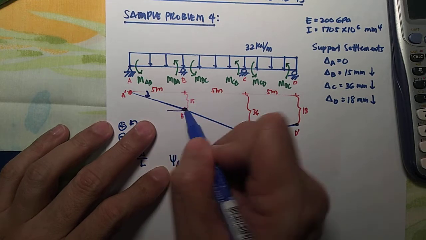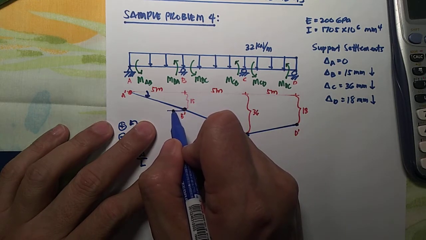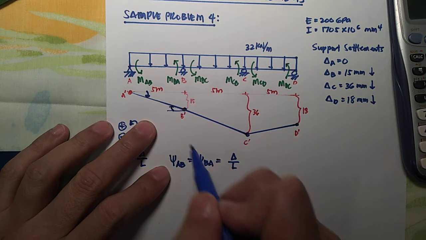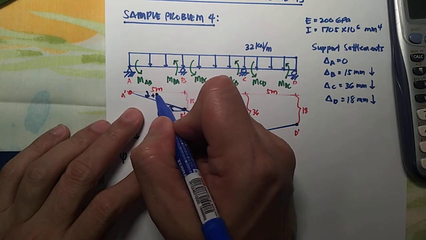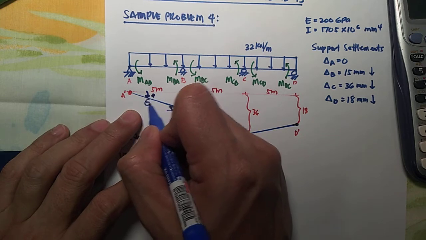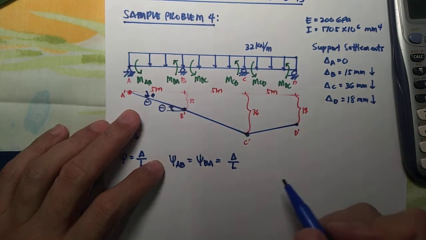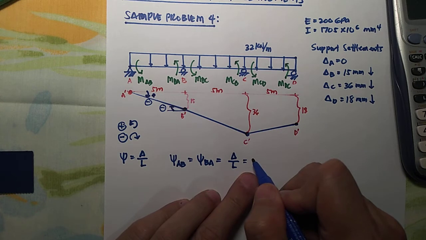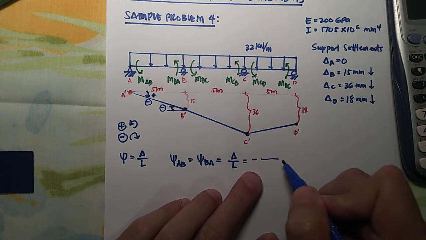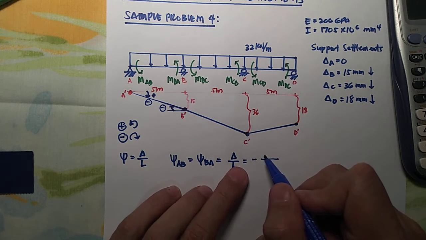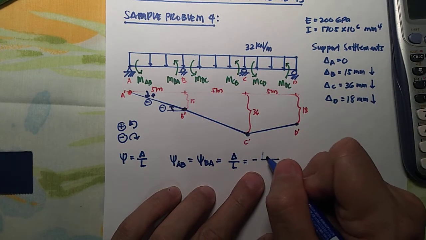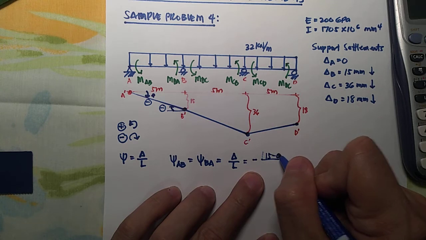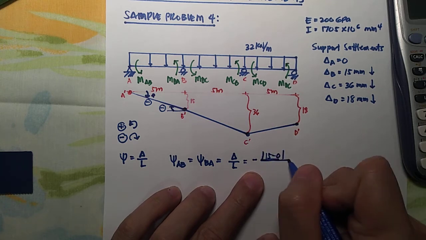Sa B naman, from the original position, horizontal, papunta doon. So, clockwise din. So, since clockwise yung rotation, negative yung psi natin dyan. So, this becomes negative. Okay, ano yung delta? Delta is the absolute value of the difference. That would be 15 at saka 0. So, that would be 15 minus 0, absolute value, divided by L.